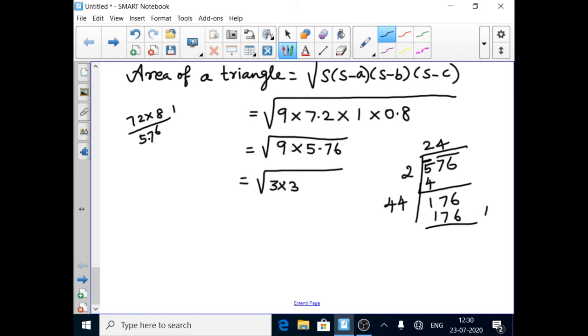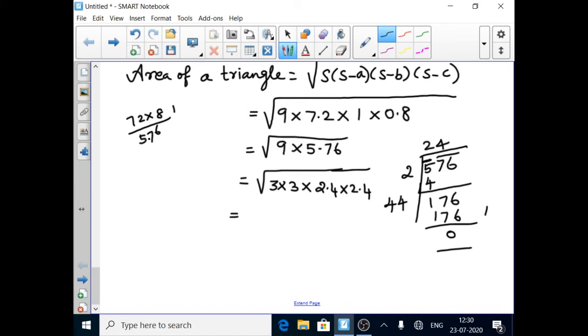So we will get the answer. No need to check another number. So what is the square root? Here 5.76 means we can take it as 2.4. Okay, so 2.4 into 2.4.